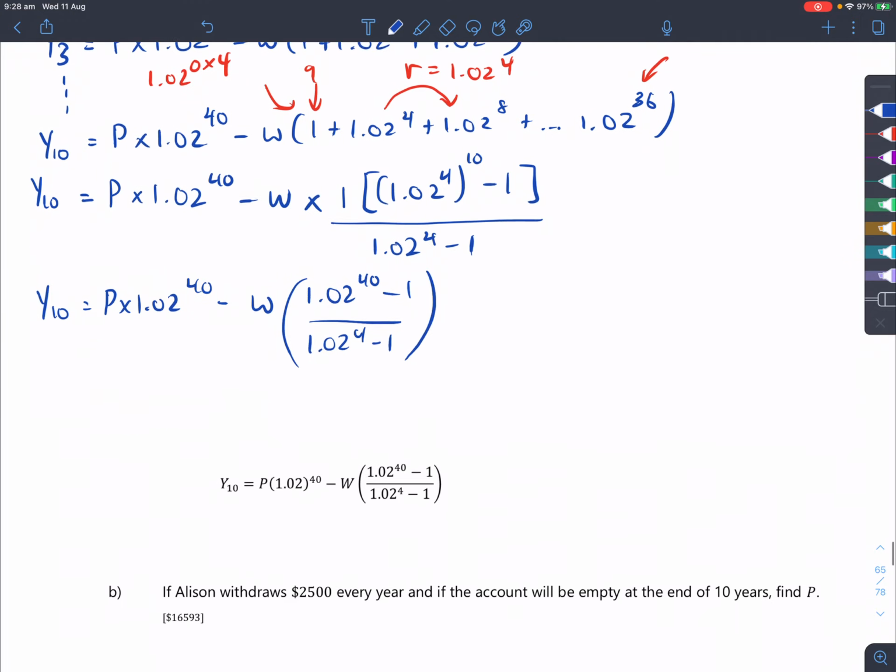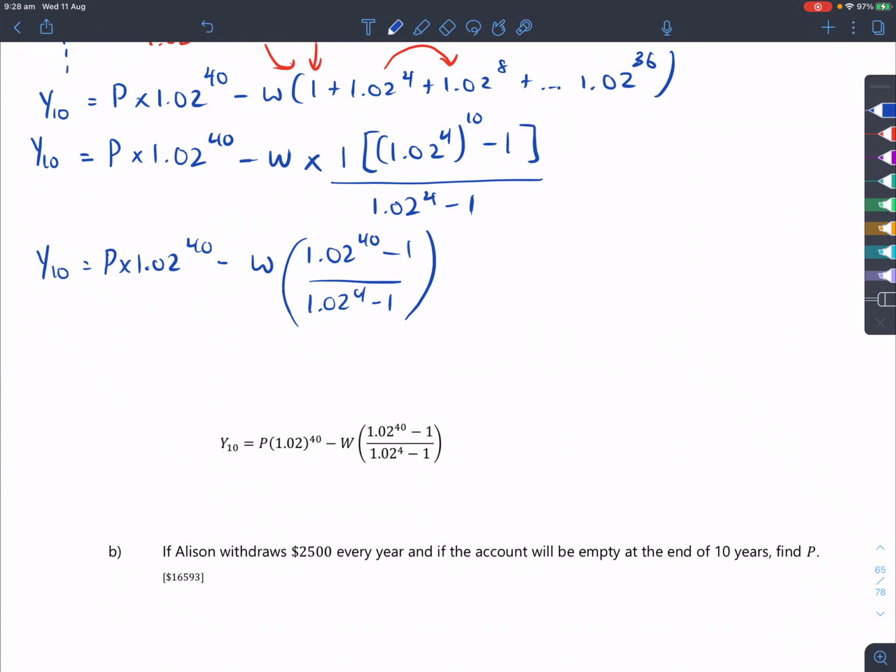Okay, so I've got the answer for the first question. Now for question B, it says if Alison withdraws $2,500 every year, which is simply the withdrawal or W amount, and the account will be empty at the end of 10 years, find P. So this means the account here, Y10, would equal to 0, right? So we've already got Y10, which is this. So this is all equal to 0 at the end of 10 years.